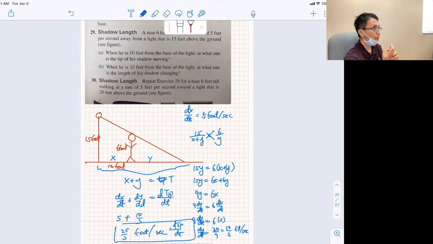So what's the right answer? Is that the right answer? The right answer is 10/3 for how fast the shadow is growing, and 25/3 for how fast the tip is growing. The tip includes how fast the person is walking and how fast the shadow is increasing at that particular time.